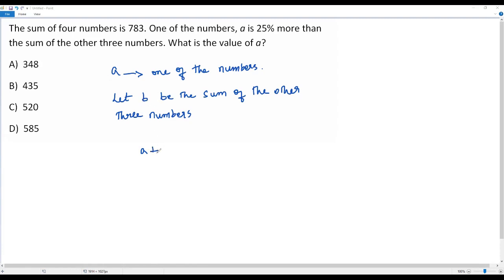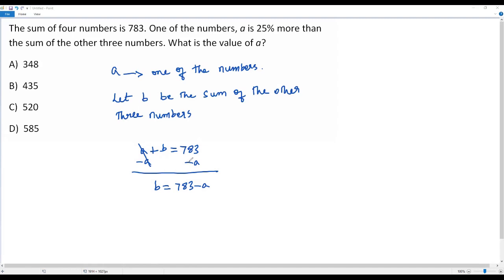So A is one of the four numbers and this B represents the sum of the other three numbers. When I add A and B, this A plus B represents the sum of the four numbers. So according to the information we have, it must be equal to 783. Now let me solve for B in this equation. For that, we have to subtract A from both sides. When I subtract A from both sides, the positive and negative A cancel. I'm getting B equals 783 minus A.